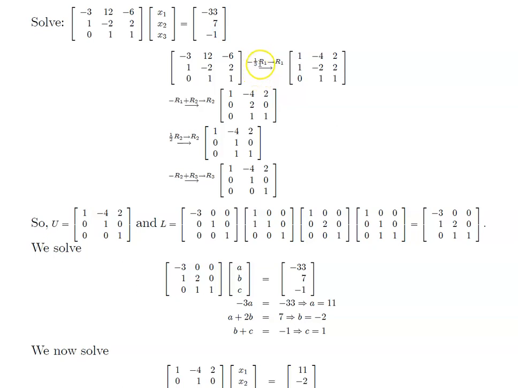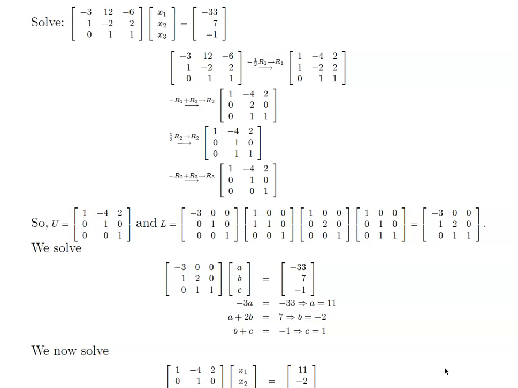All right, so to undo a negative 1/3 times row 1, we multiply by negative 3. To undo negative row 1 added to row 2, we just take row 1 added to row 2. To undo a half of row 2, we multiply row 2 by 2. To undo negative row 2 plus row 3, we add row 2 and row 3. And we multiply those four matrices together, and we get negative 3, 0, 0, 1, 2, 0, and 0, 0, 1 as our lower triangular matrix.